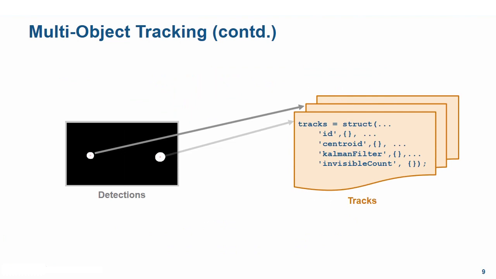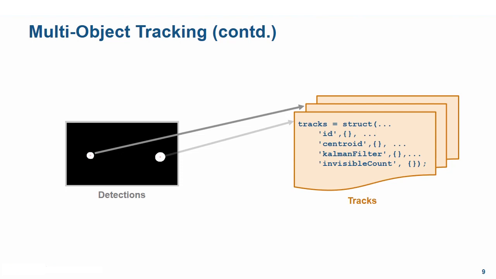We can store all the information related to one tracked object in a structure variable. Besides the Kalman filter itself, the structure contains a unique identifier for every track and the number of consecutive frames where the object was not detected in the image. This invisible count field can be used as a criterion to delete tracks. Please refer to the provided example and the relevant documentation link provided in the resources section to get more information about multi-object tracking.